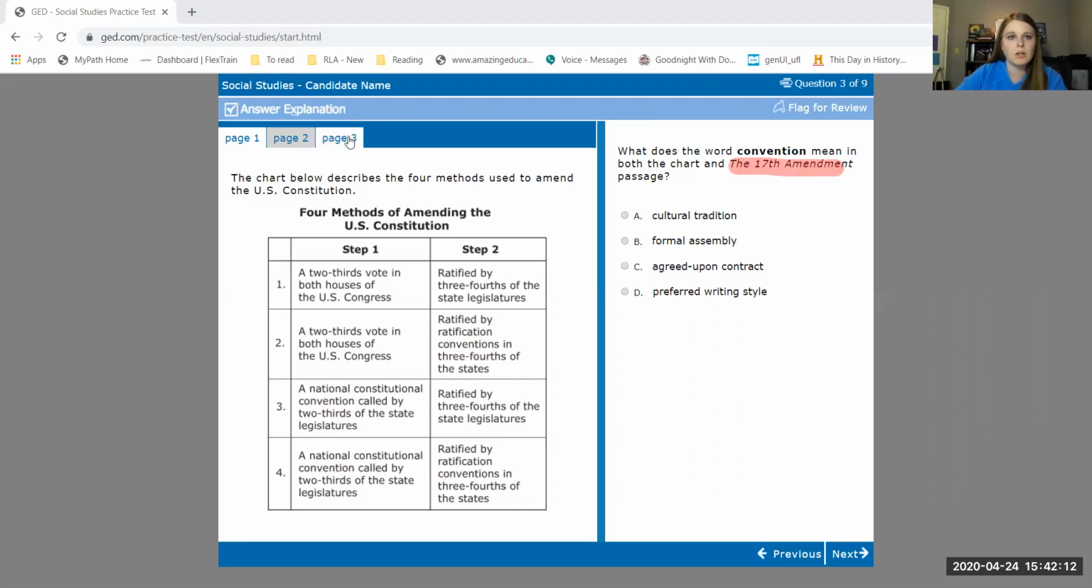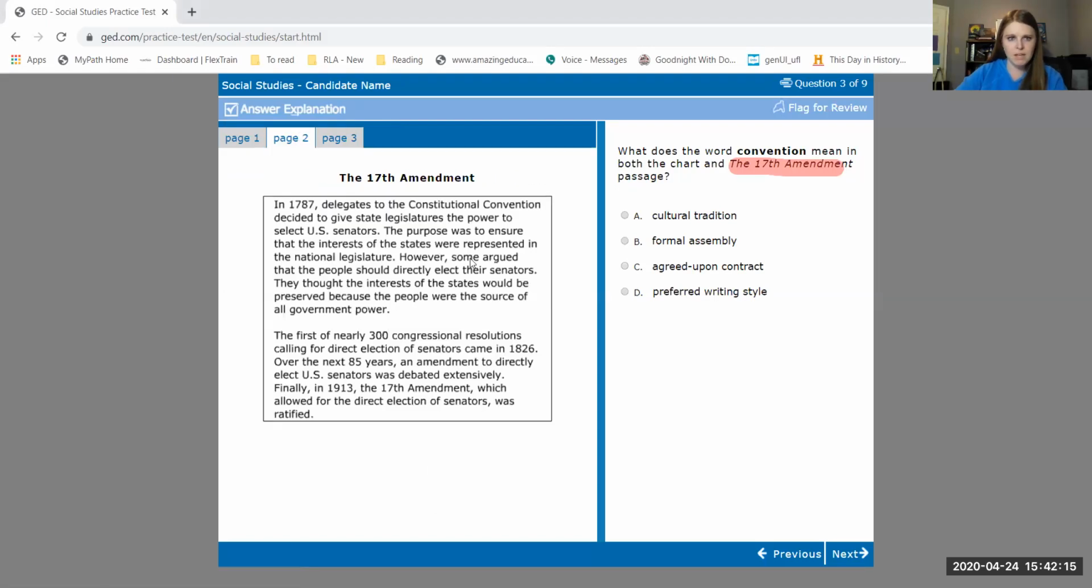And then the other one that we need to look at is the 17th Amendment, which was here. So let's look for the word convention in this one, and I see it at the very top, convention. So the purpose was to ensure that the interests of the states were represented. Okay, let's take a look at our options here. So a cultural tradition. We're talking about government here, not really culture. So I don't see the connection there. A formal assembly. Well, assembly, assemble, put together. Well, formal, that's usually talking about the government. So let's leave that one.